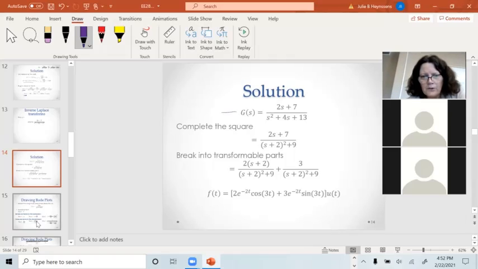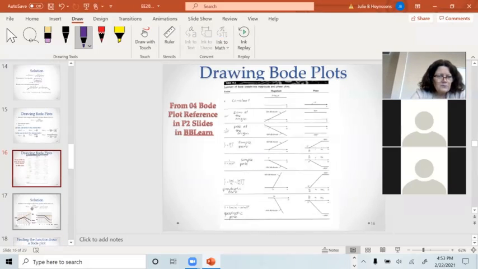So here's one, there was one like this on the homework where you had to complete the square. They'll all be whole numbers if I make you complete the square. There's the completed square part, and then I have to break it into transformable parts. 2s plus 7 is the same thing as 2 times s plus 2 plus 3. This is the correct form for a cosine, and this is the correct form for a sine. That's a part that some people have trouble with. And we're not drawing Bode plots. I want to try to get through this.